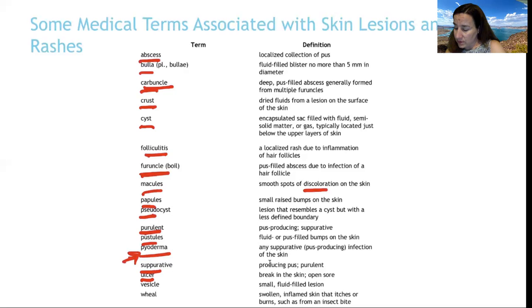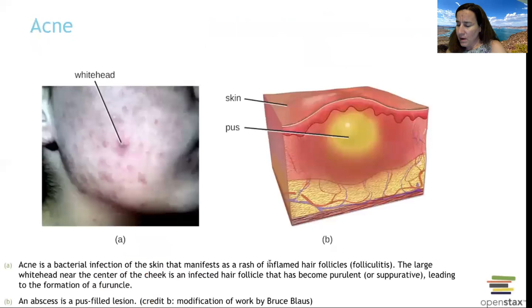Vesicles and wheals. Vesicles are going to be small fluid-filled lesions, while wheals were those guys that we saw that looked like gigantic insect bites that we talked about when we talked about allergies and type 1 hypersensitivities. Wheals were when we saw the picture of the allergy test, and the wheals were the raised bumps on the allergy test when you were reacting to something.